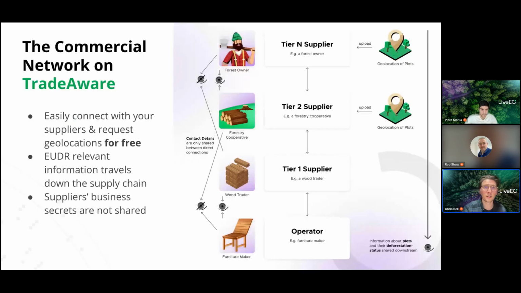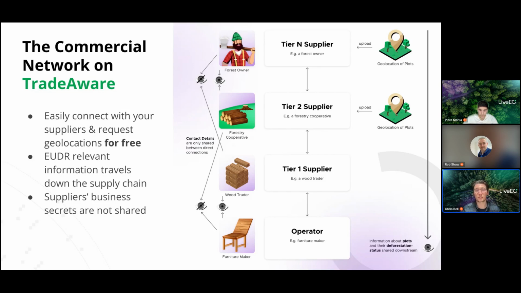Next slide, Andreas. Yeah, maybe just to explain that point a little more, you've probably already heard me use the term commercial network a few times. So the commercial network is basically a really simple way for people to connect with their suppliers and to request geolocations for free. So the idea here is that we could have the operator here, the furniture maker, able to send their request for information to their tier one, to their supplier, who may be providing the processed wood, and who in turn can send their request for information to a supplier who may be providing the logs, and so on and so forth.